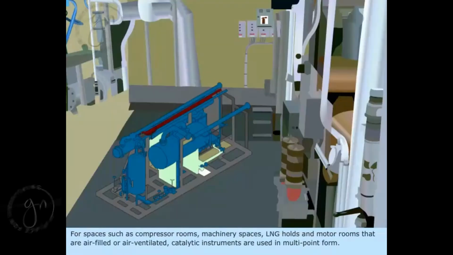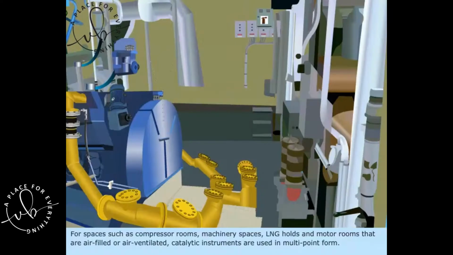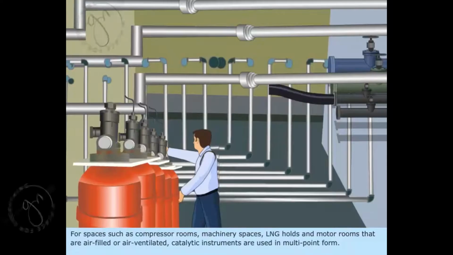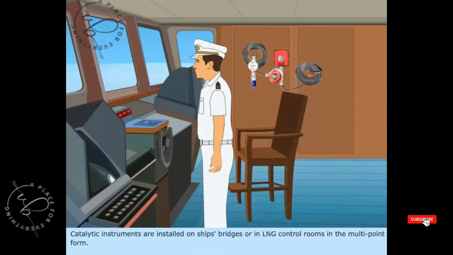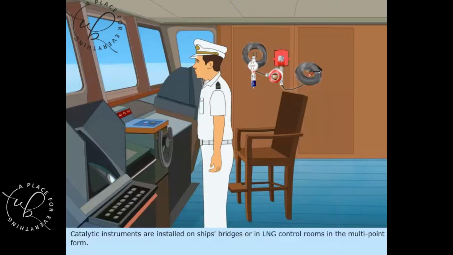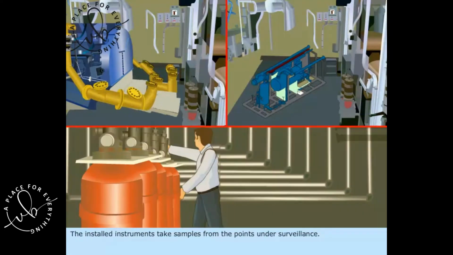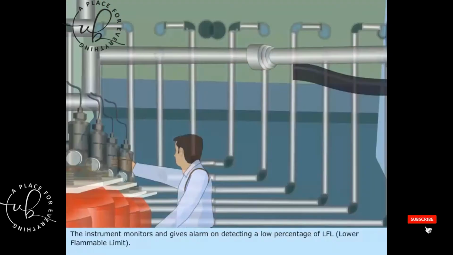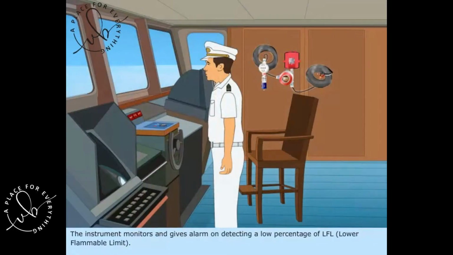For spaces such as compressor rooms, machinery spaces, LNG holds, and motor rooms that are air-filled or air-ventilated, catalytic instruments are used in multi-point form. Catalytic instruments are installed on ships' bridges or in LNG control rooms in the multi-point form. The installed instruments take samples from the points under surveillance. The instrument monitors and gives alarm on detecting a low percentage of LFL, lower flammable limit.